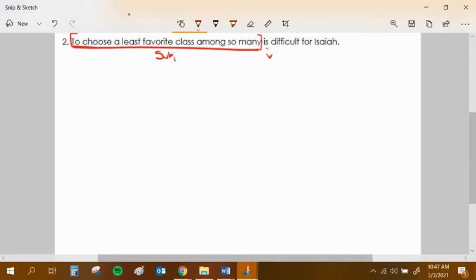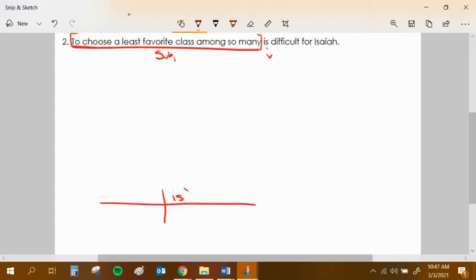So I want you to see that this infinitive this time is serving as the subject. When I say what's difficult for Isaiah, you'd say to choose a least favorite class among so many. Therefore, this becomes the subject of the verb is. So let's build this one, maybe not all the way at the very bottom, but close to the bottom of this white space. And I want you to see as you look at build the sentence, is your verb.